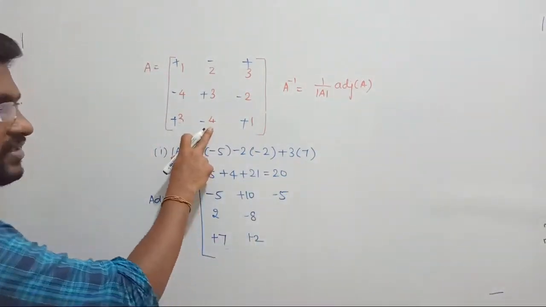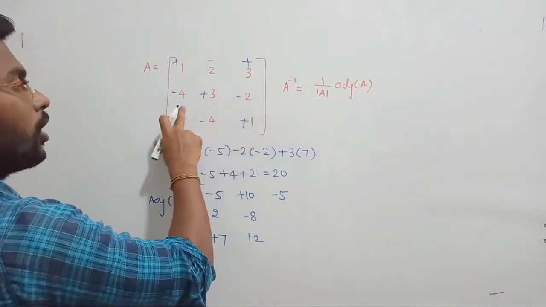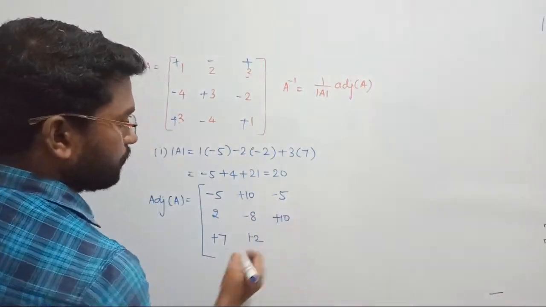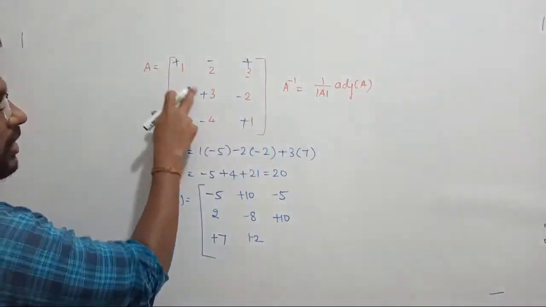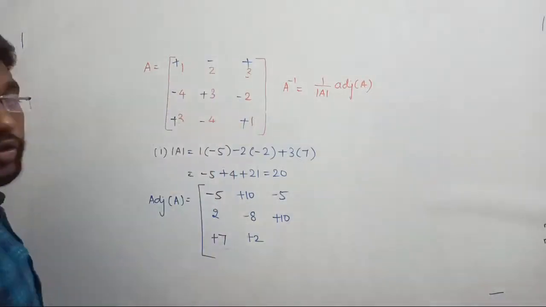Next, in the minus, consider this. If you neglect the corresponding column and row, 1 into 2, 2 minus 12 will give you minus 10. Or we have one more minus, and that will become plus 10. Last term, here I have plus, corresponding row and column will be neglected. 3 minus 8, right? So 3 minus 8 will give you minus 5.